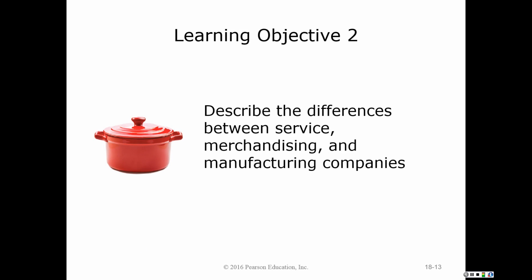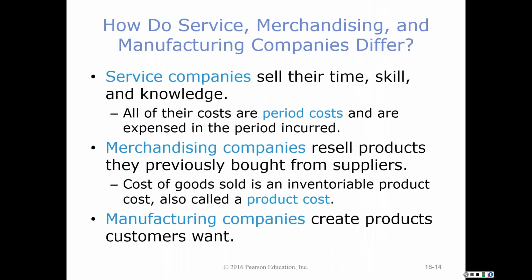Learning Objective 2. Let's talk about the differences between the service, the merchandising, and the manufacturing companies. They all sell a product, so how do they differ? Well, service companies are selling simply, as it says, their service. If we take a look at the service organization here, we're selling our service. This is our time, our skills, our knowledge, and this is something that we could relate to a law firm, an accounting firm, or consulting firms.